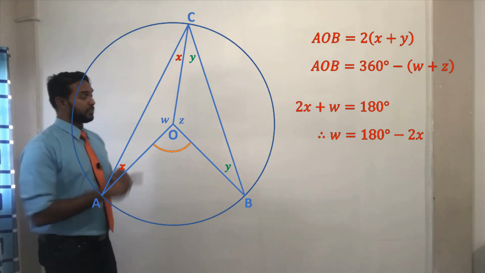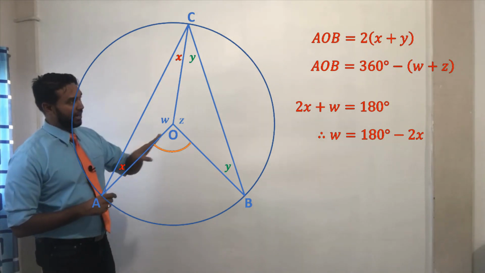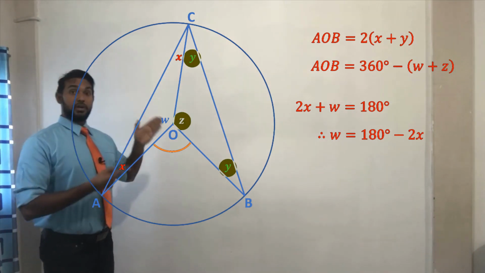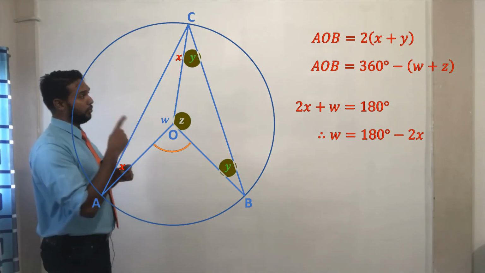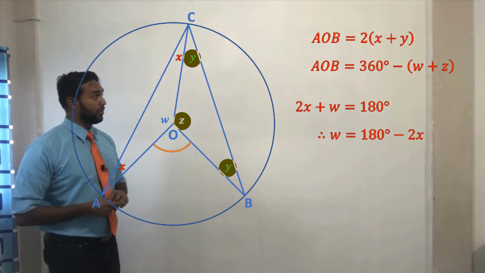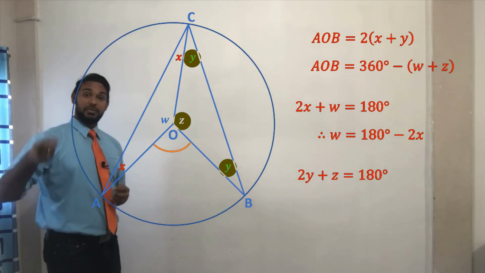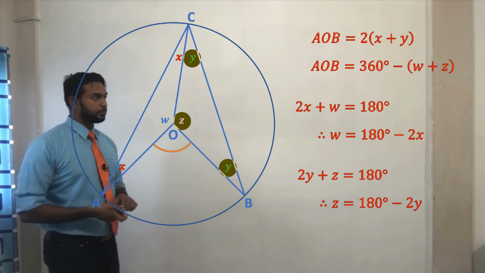Let's do the same thing for Z. So Z lies in the triangle on the right-hand side, OBC. And if we add up the three angles in that triangle, we're going to get 180 degrees. So Y plus Y plus Z is equal to 180, which means 2Y plus Z is equal to 180. So therefore, Z is equal to 180 minus 2Y.